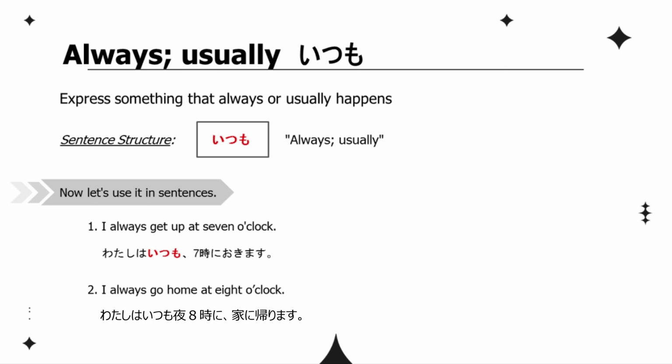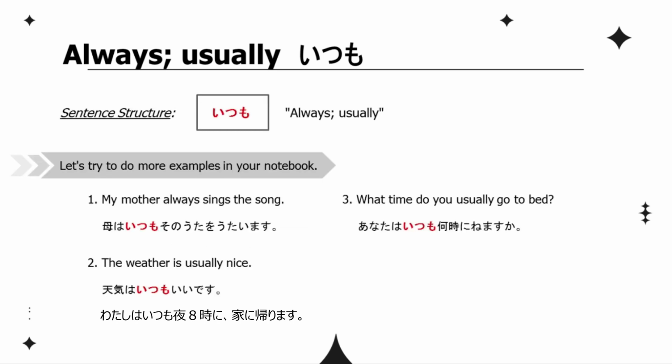I always go home at 8 o'clock. 私はいつも夜8時に家に帰ります。You're expressing something that always or usually happens. Let's try to create more sentences in your homework notebook.